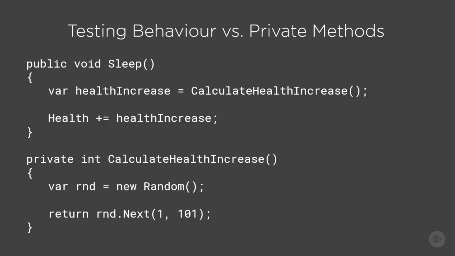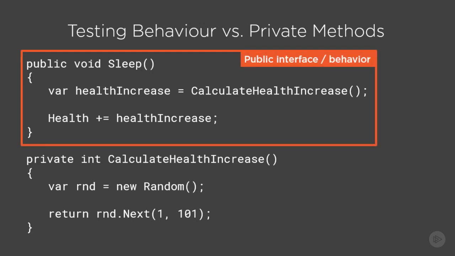Notice this calculate health increase method is private. This means the test code in the test project won't be able to call this method directly. Our tests, however, will focus on testing the public interface or the behavior of the class. This means our tests would call the public sleep method here, and after this method executes, our test code could look at the health property and check that the health has increased.